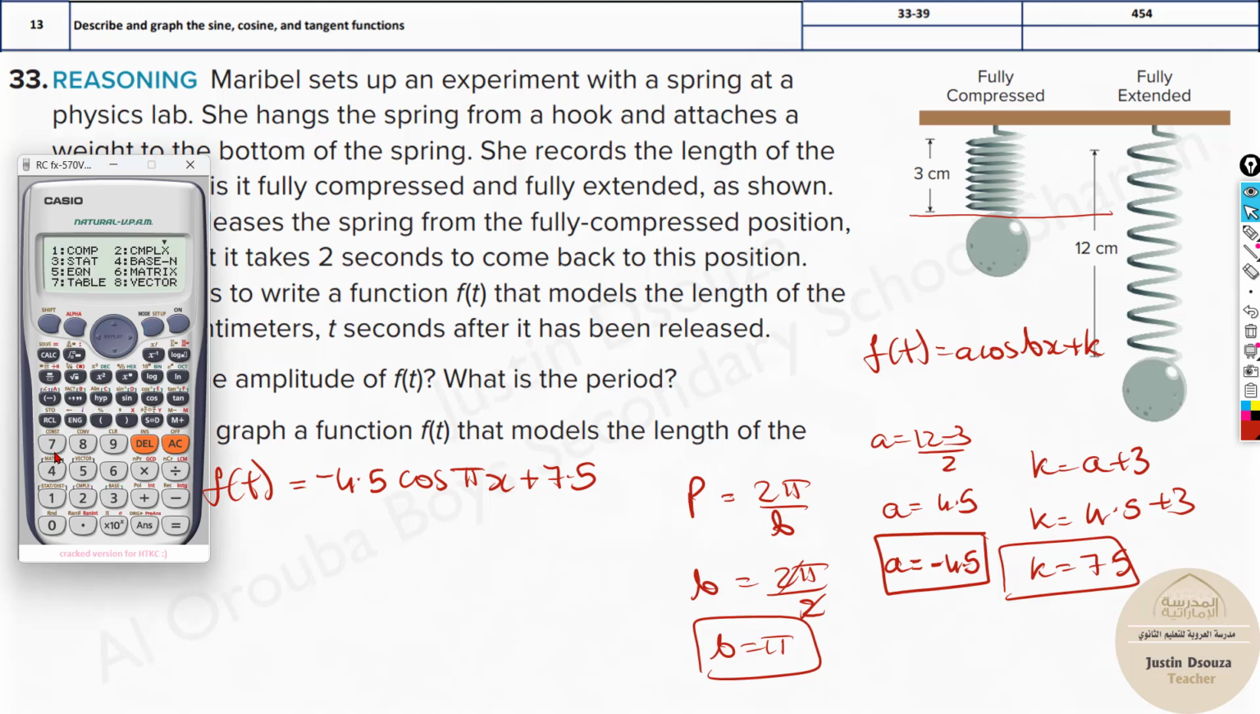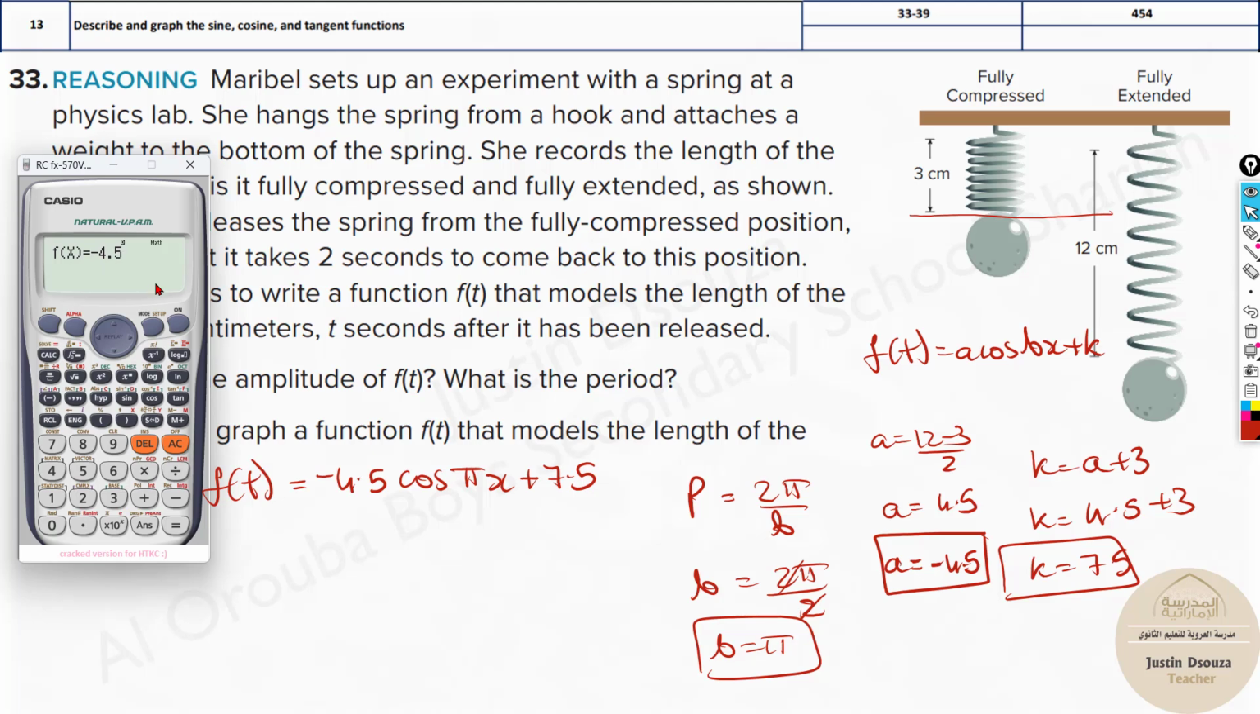You need to press mode 7. Let's write this function. One important note: don't change this to radian. Even when it's a radian function, you have a period of 2 pi. I personally keep it in degrees. I convert 2 pi to degrees and then I put it. It is much easier in terms of degrees, because you might get confused with radians.